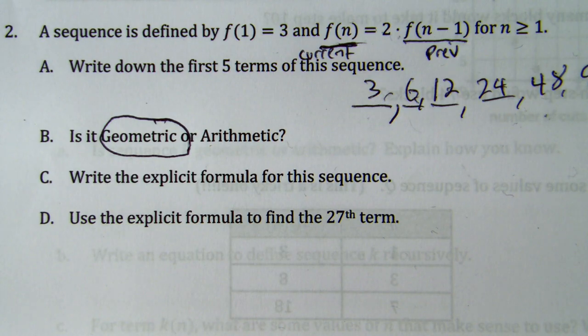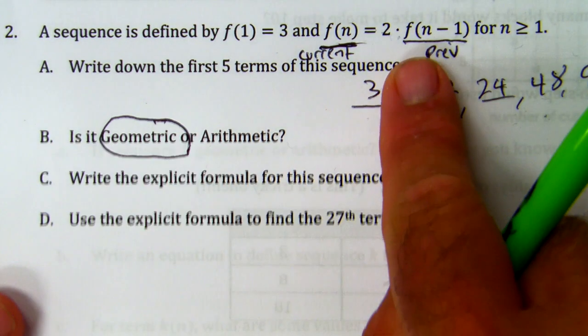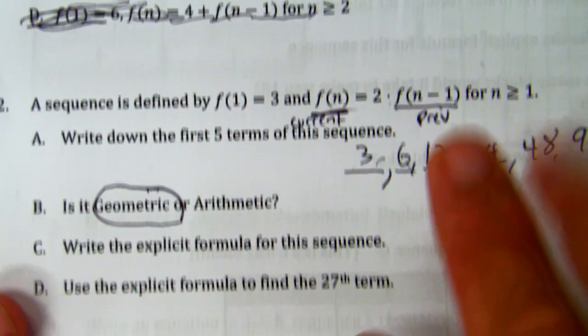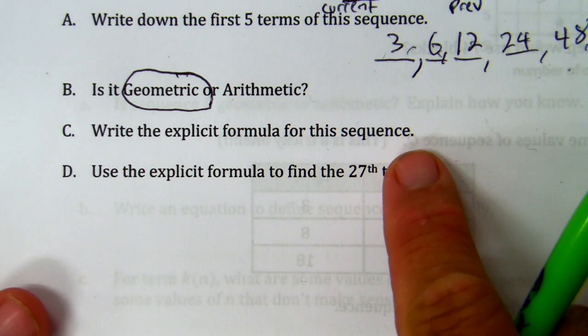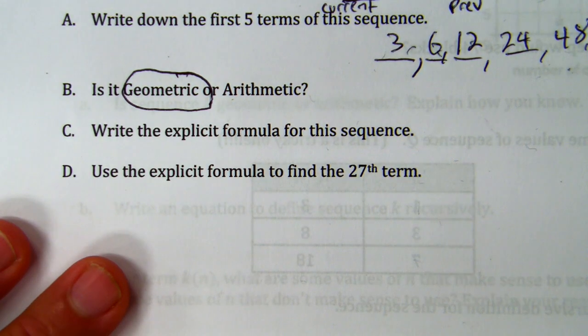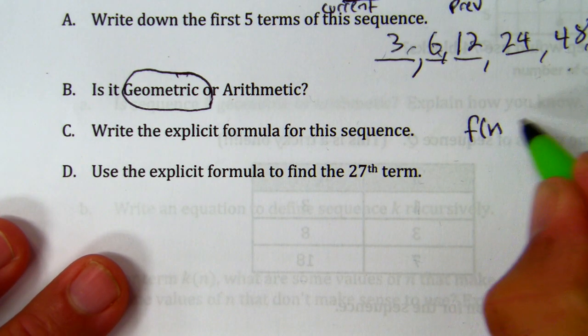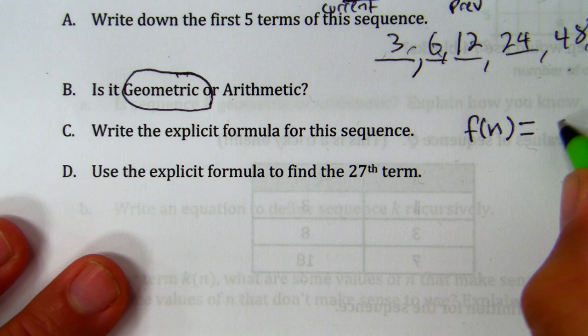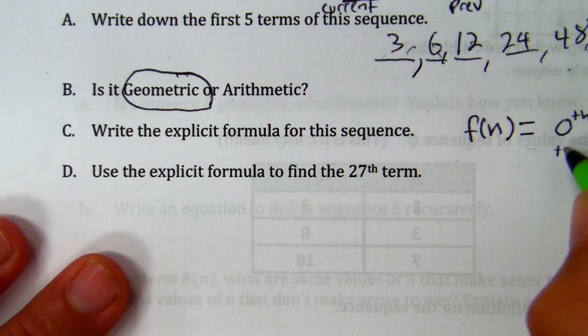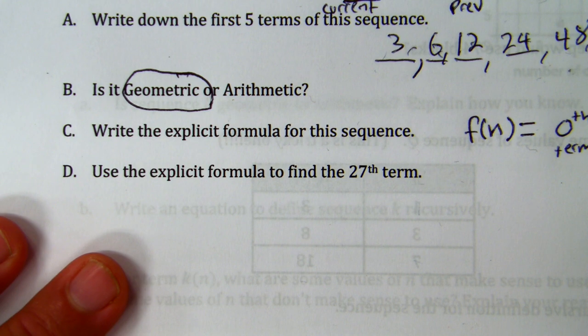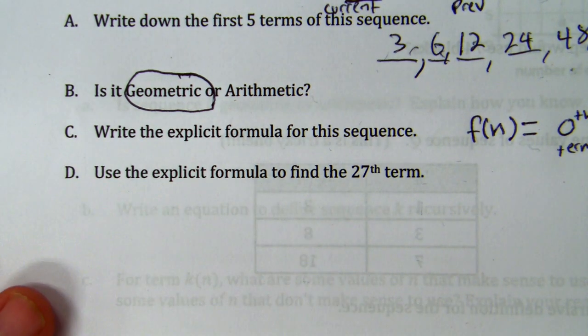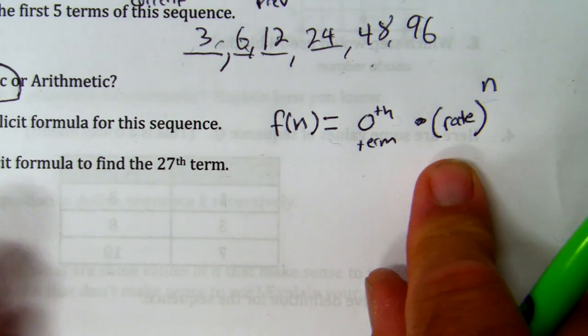Write the explicit formula for this sequence. Okay, so they gave us the recursive one up here. The explicit formula for a geometric sequence: there's more than one way to do it. This is the way I prefer. To find the term, start with the 0th term times, whatever your rate is. What are you multiplying by? Raised to the n. I'll move that over so you can see it.